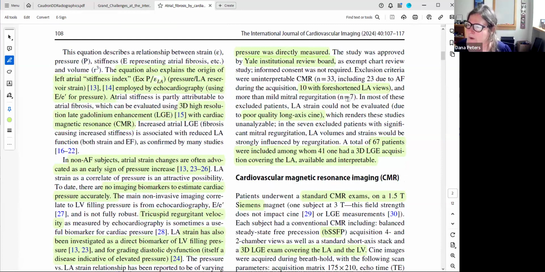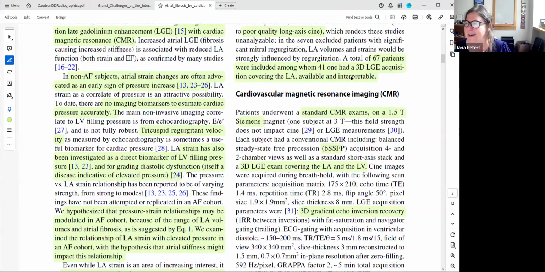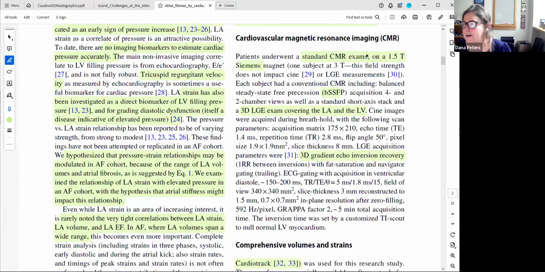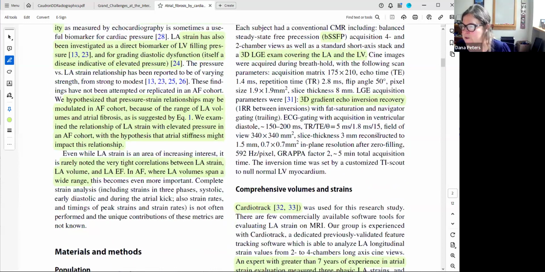And then some we had to exclude because of arrhythmia, where the images were just bad, and also mitral regurgitation, which was extensive, because that would affect the results a lot. So we had 67 patients, and 41 of them had 3D high resolution LGE. This was all done on a 1.5 Tesla Siemens scanner. The cine obviously was bSSFP, and this shows the acquisition parameters for the 3D LGE.